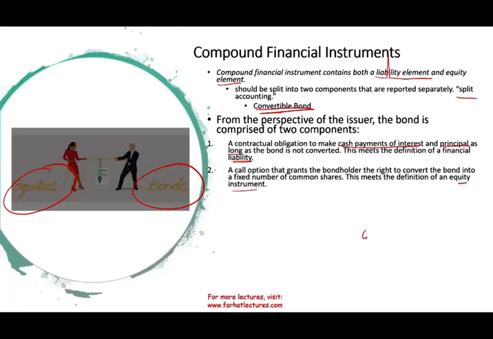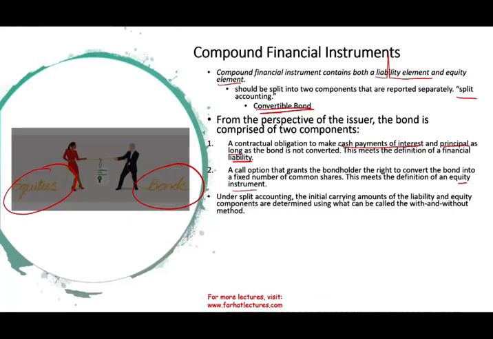Hold on. So what is it? Is it debt or is it liability? It's both. It has the feature of both. It's a bond. You have to make interest payment, but also it has a call option that comes with it. Under the split accounting, the initial carrying amount of the liability and the equity are determined using what we call the with and without method.